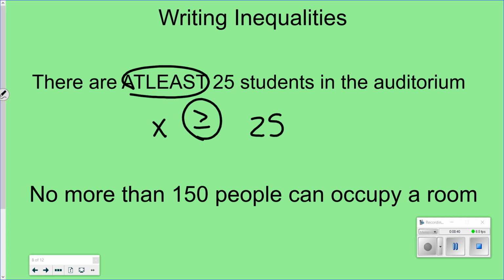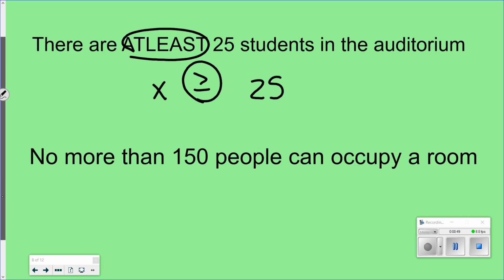That means they can have 25 students or more in there. If I say you need to at least have $5 to pay your bill, you have to have 5 or more dollars to go ahead and pay that. So look for keywords.